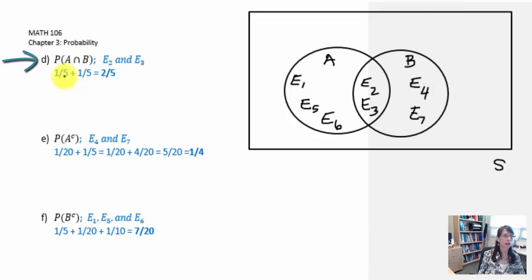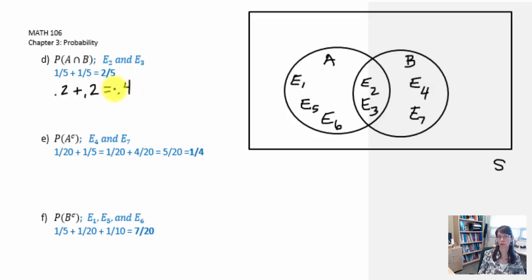With example D, we're looking for the probability of where A intersects B. So intersect means where both events are happening at the same time. And that would be here with E2 and E3. So using the fractions, 1/5 plus 1/5 isn't too bad because we already have a common denominator. That would make 2/5. Otherwise, with the decimal values, we would end up with 0.2 plus 0.2 equals 0.4, which is equivalent to 2/5.